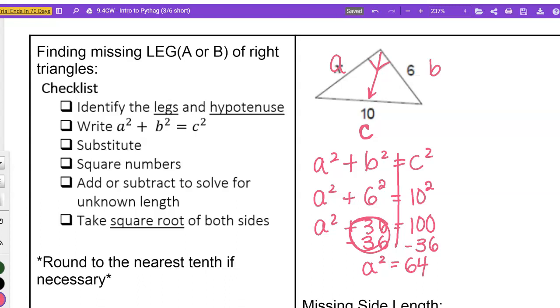At this time, I'm now going to try and get rid of this square symbol, and the way I do that is by taking the square root. So taking the square root of a number will undo squaring it. So I'm left with A, and then the square root of 64 is 8. So I now can see that my missing side length was 8.